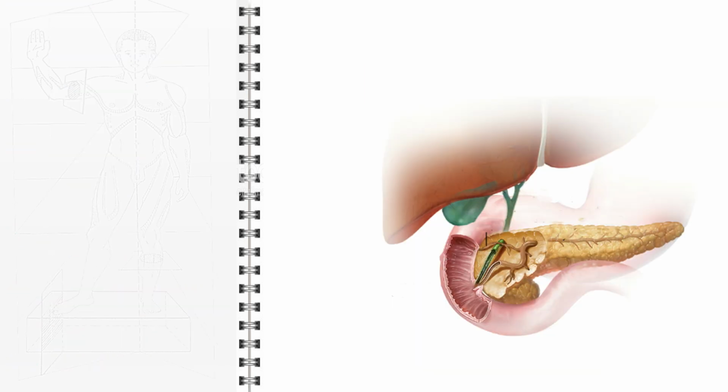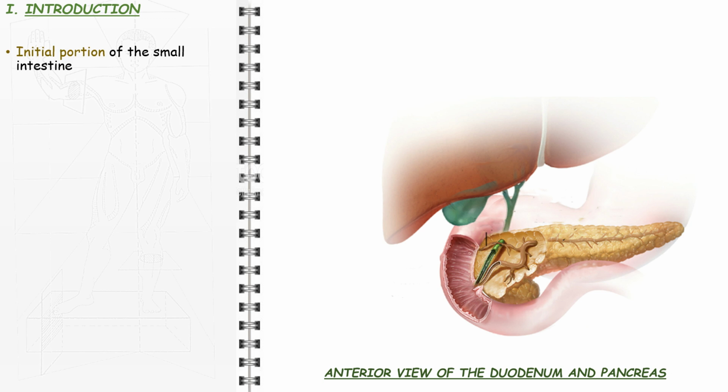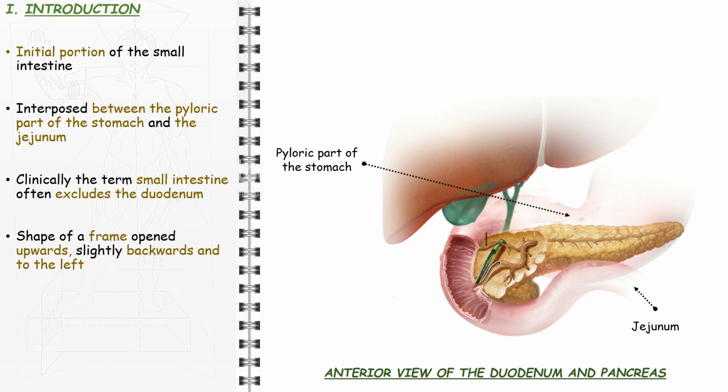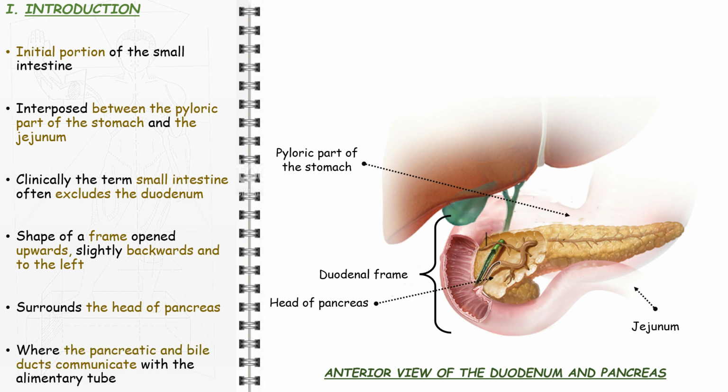The duodenum is the initial portion of the small intestine interposed between the stomach at its pyloric part and the jejunum at the duodenojejunal flexure. Clinically, the term small intestine often excludes the duodenum. The duodenum has the shape of a frame opened upwards, slightly backwards and to the left, surrounding the head of pancreas. It constitutes the portion of the small intestine where the pancreatic and bile ducts communicate with the alimentary tube.